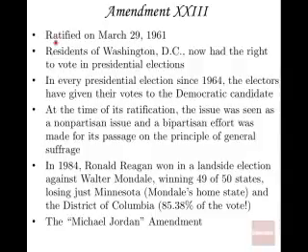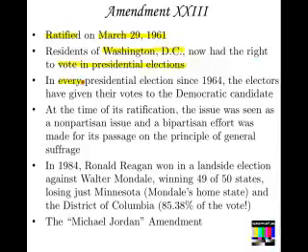And so to fix this very fundamental flaw, this idea that you live in the nation's capital, yet you're not able to vote in presidential elections, the 23rd Amendment, which gave residents of D.C. the ability to vote in presidential elections, was ratified on March 29, 1961. So residents of Washington, D.C. now had the right to vote in presidential elections.